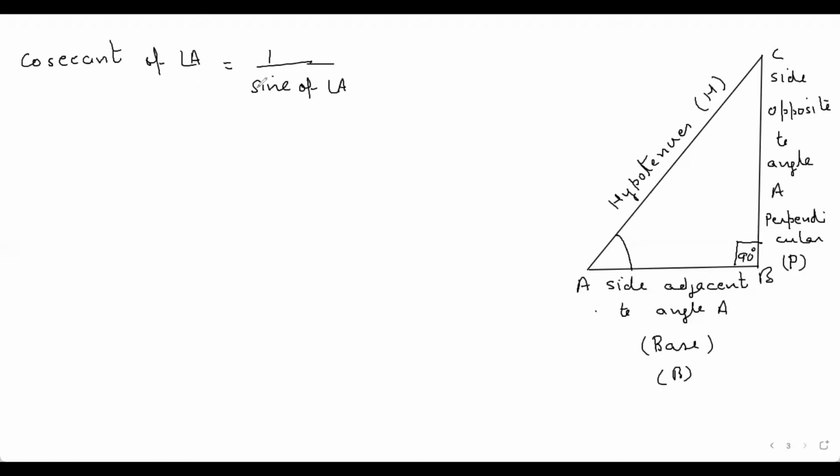It means cosecant of angle A, sine of angle A. They are opposite to each other. That is equal to hypotenuse upon side opposite to angle A. That is equal to AC by BC.